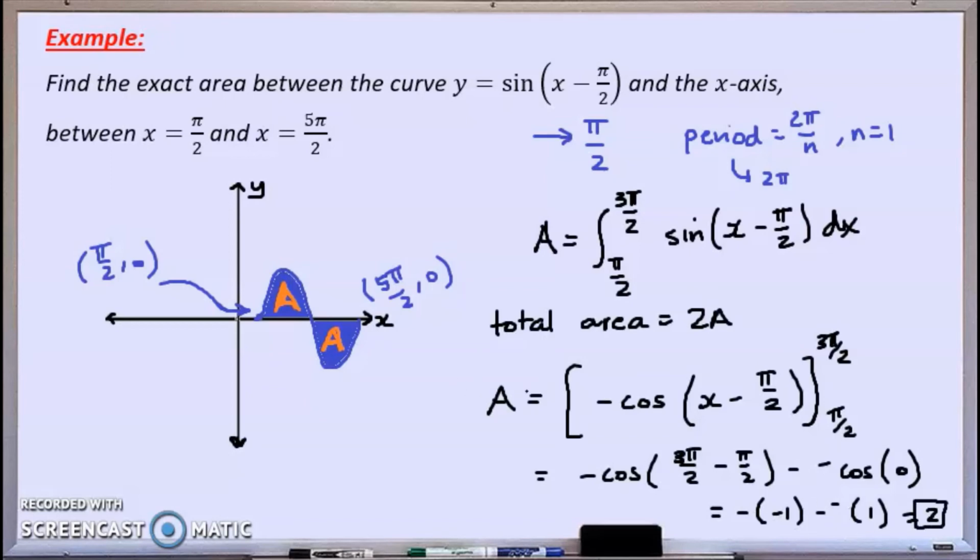Now remember though, that my area A is only half of this. So my total area equals 2A, which equals 2 times 2, is 4 square units. And that's how we use both integration and symmetry to find the area between a curve and the x-axis.